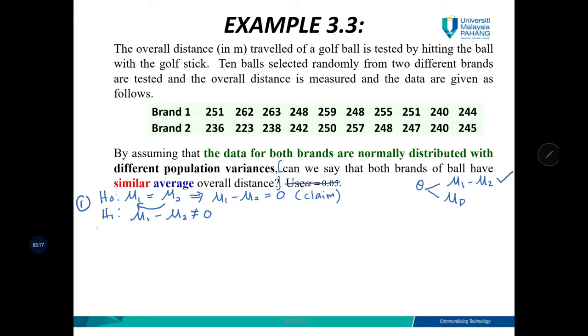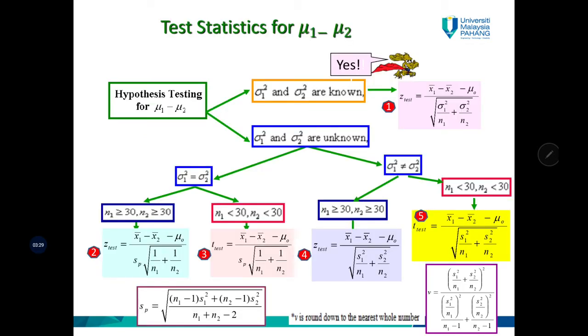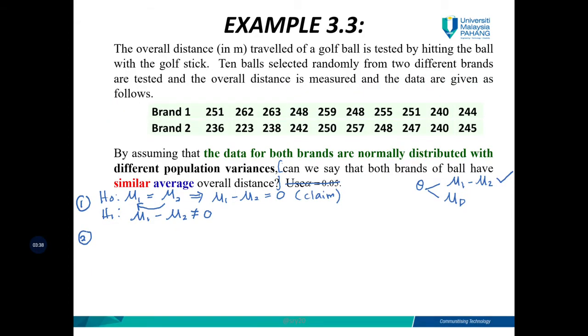Now go to step 2. Step 2 is to calculate the test statistic. The theta used here is mu1 minus mu2. The test statistics that we need to consider are given here. There are 5 formulas. The information given by the question will help us to identify the appropriate test statistic for the question.